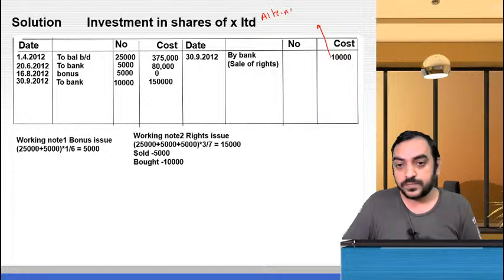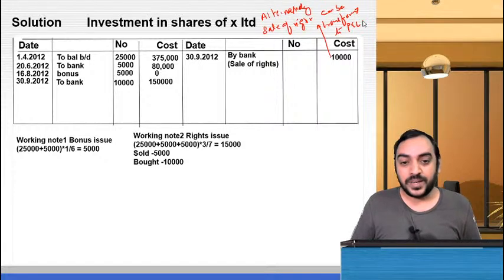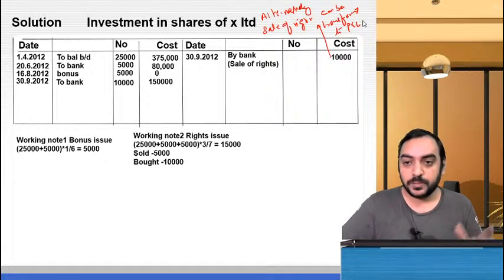Alternatively, the sale of right value can be transferred to P&L. Both treatments exist. Please write down till there.